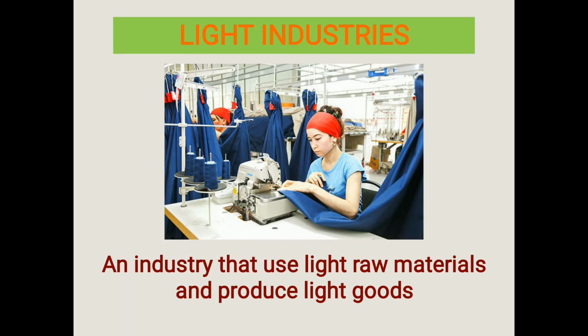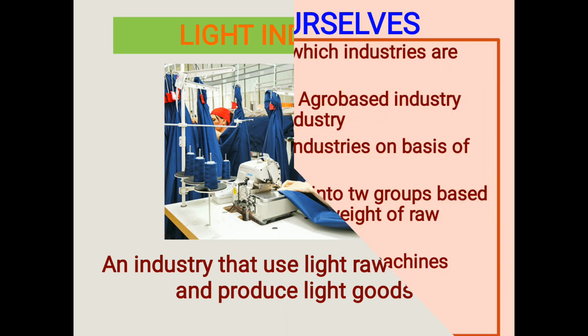The next industry is light industries. The industry which uses light raw materials and produces light goods comes under the category of light industries. For example, sewing machines and fans, all of which can be used directly by the consumer also. That is what we call light industries. So based on the bulk and the weight of the raw material and finished goods, the industries are classified into two: heavy industries and light industries.